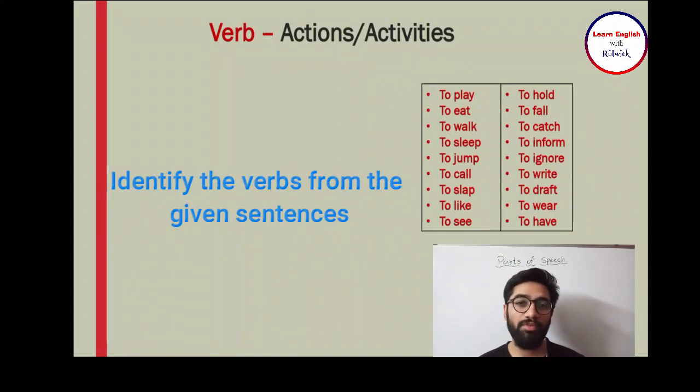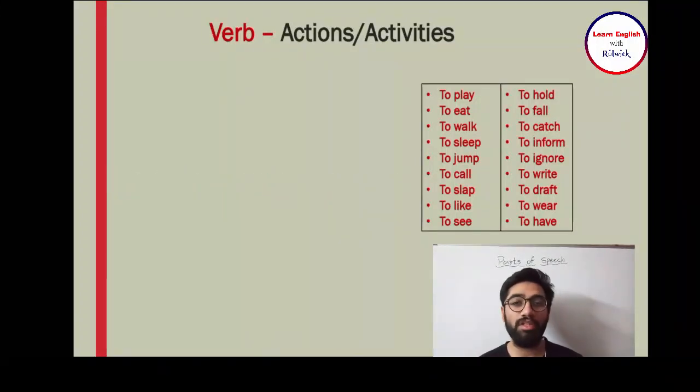So I have made an activity for you. I'm going to show some examples to you. You have to read the sentences carefully and then you have to identify the present verbs in those sentences. So I hope that you are ready with your pen and paper. Here we go. The first sentence is, Sachin plays cricket every day. Can you identify the task which is being performed by Sachin?